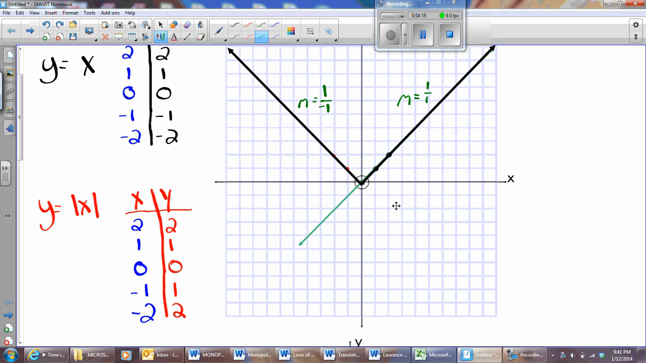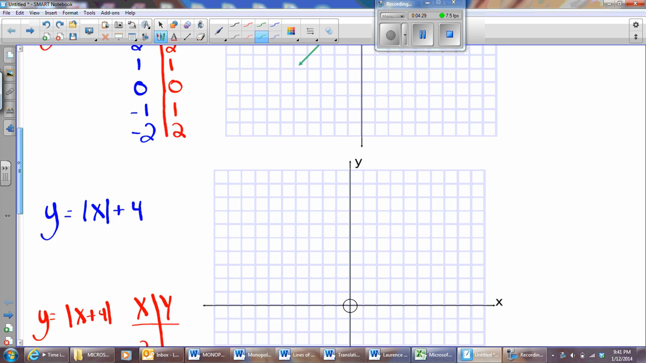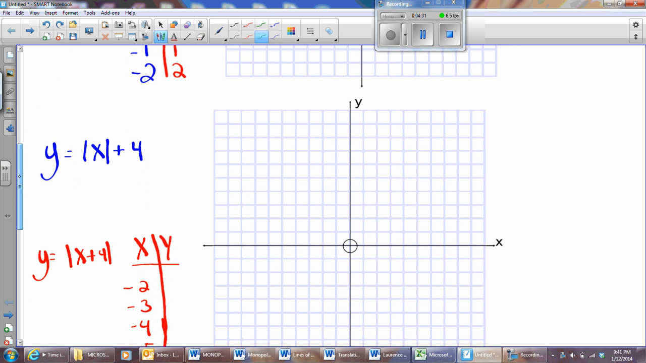Okay, so the absolute value functions will all have a V shape. They won't all be a 90-degree angle. The ones we do today will, but the trick will be finding the vertex. So let's go on down here and let's see what happens to y equals the absolute value of x plus 4. Well, let me ask you, what would happen with the equation of y equals x plus 4? Wouldn't that have a y-intercept of 4 and then you use its slope?